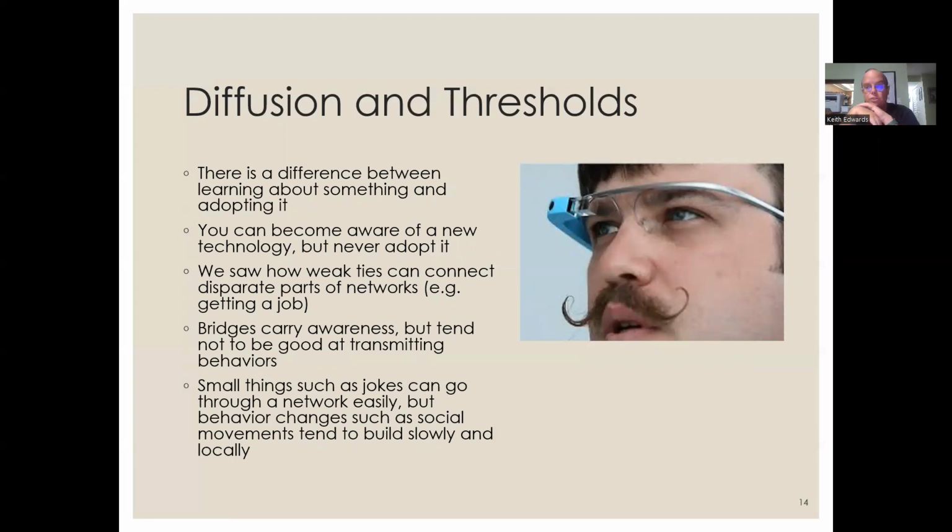Now, small things such as jokes or memes can go through a large network quite easily over bridges, but behavioral changes such as social movements or political change tend to build slowly and locally.